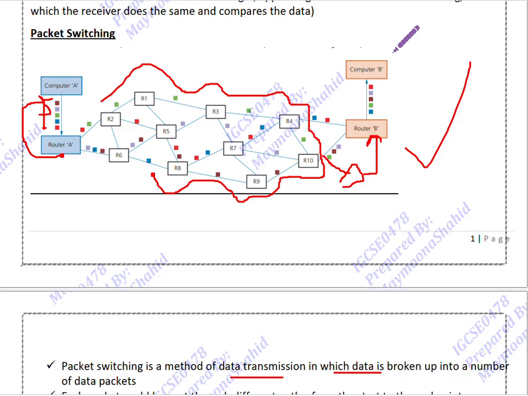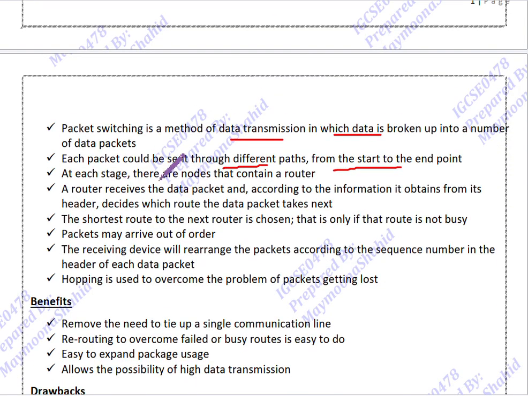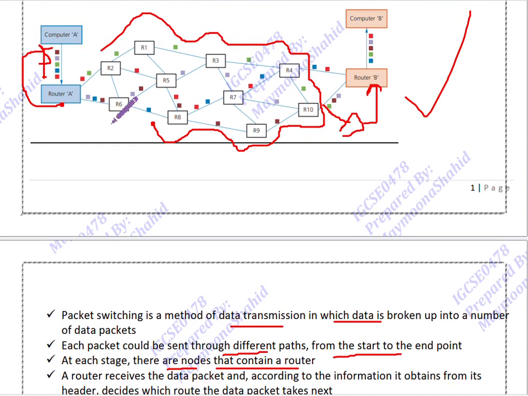One thing I would like to tell you: if your packets follow different routes, it doesn't mean they will not come to the exact destination. They will arrive at that exact destination, because each packet has the addresses of the sending device as well as the receiving device. So please make sure about it. At each stage there are nodes, and each node basically contains a router. Here you can see at each stage there are nodes, meaning the data is forwarded, and each has a router.